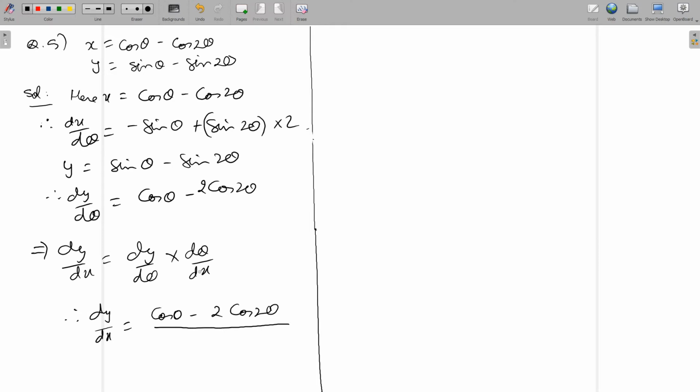What is d theta by dx? We are having dx by d theta, that is minus sin theta plus 2 sin 2 theta. So d theta by dx will be reciprocal of that. So what we will get is here 2 sin 2 theta minus sin theta. So this is our dy by dx.